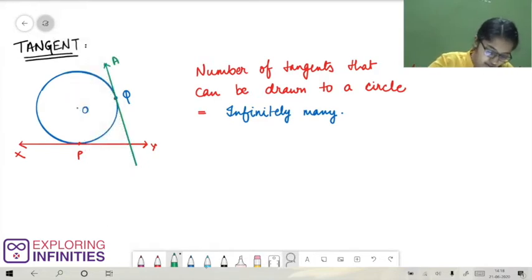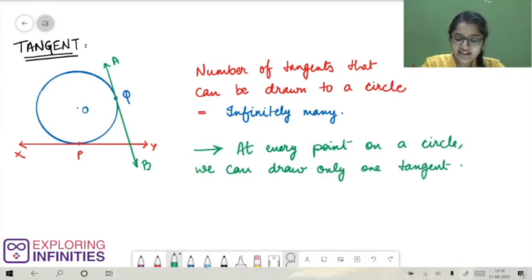Let's call it AB. Now at point Q, we cannot draw any tangents other than tangent AB. Similarly, at point P, the only tangent that we can draw is XY. So, at every point on the circle, we can draw only one tangent.